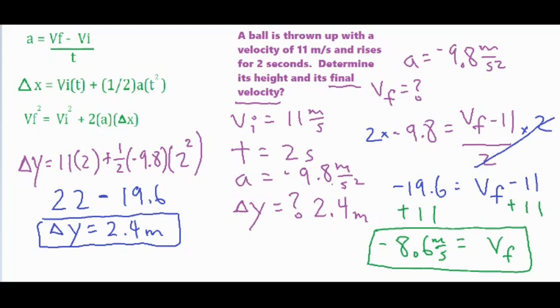Now, if I did want to see how high it went, I could use a final velocity of 0 because it's going to have an instantaneous velocity of 0 right at its peak, and then I could find the delta y that way, but that's just not part of our problem. So I hope that was helpful to you in setting up and solving 3 different kinematic problems. Thank you for watching and listening.